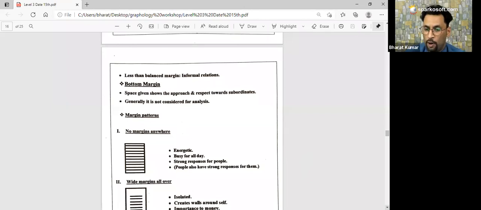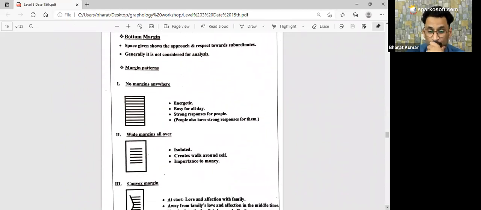Now the bottom margin: space is more at the bottom. This is the approach and respect towards subordinates. Generally it is not considered ideal. So one should have a top margin. Now if no margin is anywhere, what will happen?